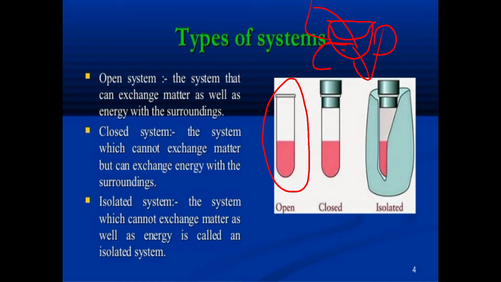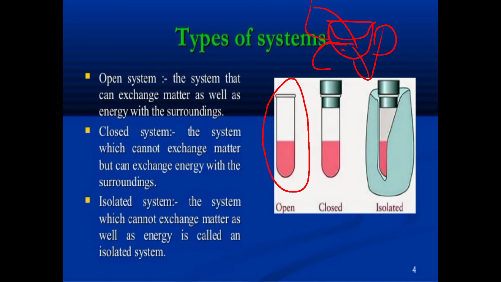The next one is isolated system. So in open system both matter and energy can exchange. In closed system only energy can exchange but matter cannot exchange. And what is the isolated system?